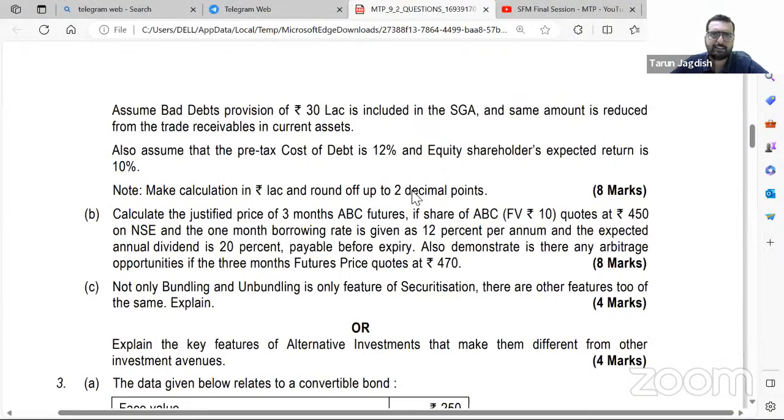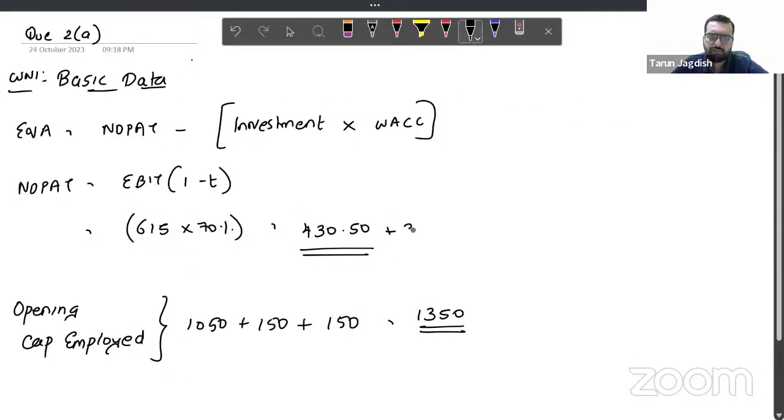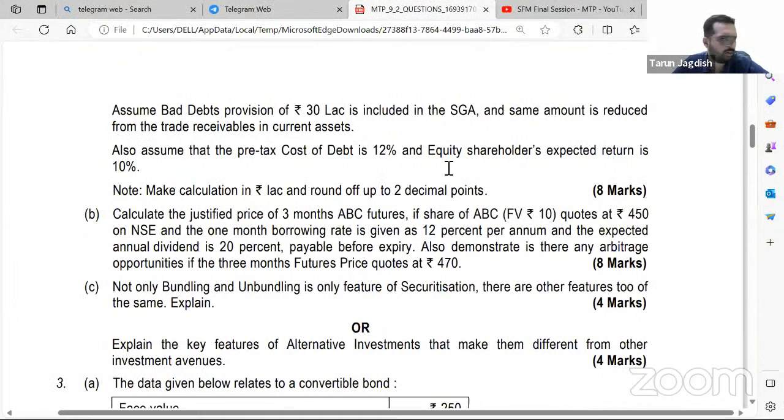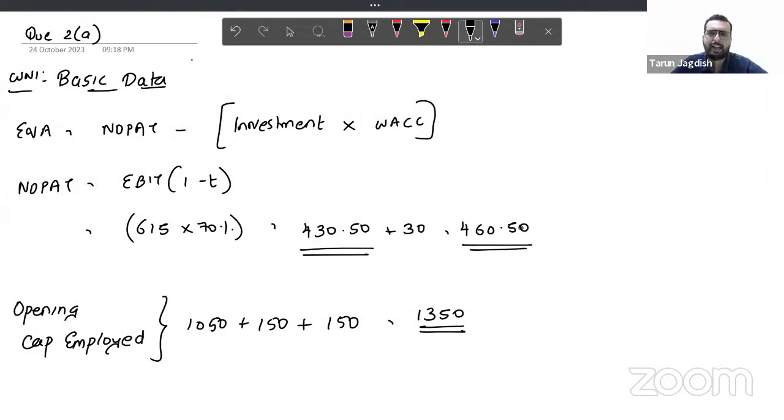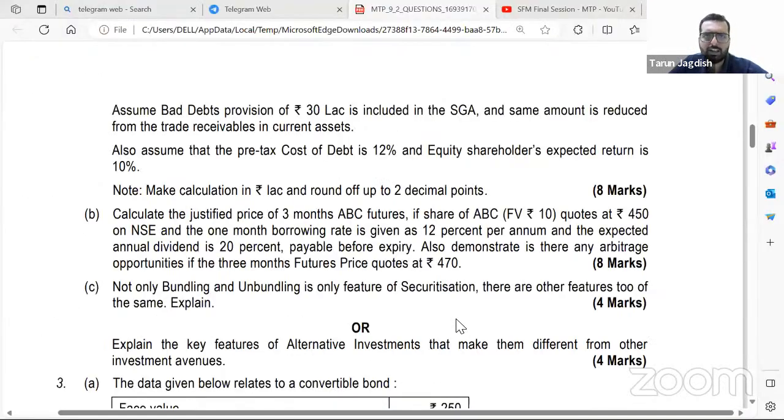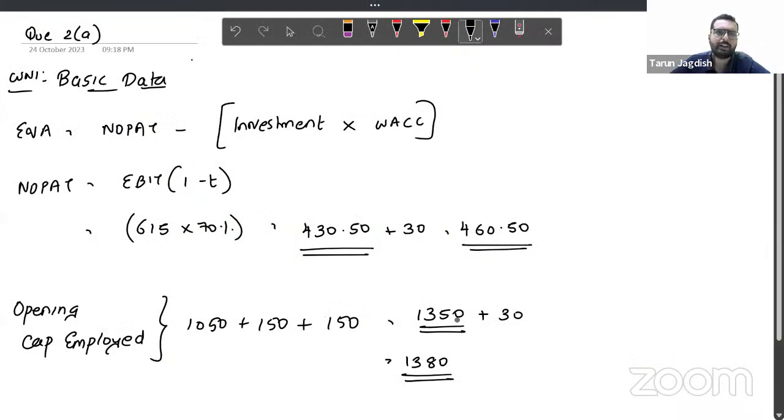If that is the case, this 30 lakhs being a provision, we will add back over here. All right. So once you add that back, what will be the answer that you will get? Do you get the answer as 460.50? Correct? And even to opening capital employed, it will get added to the assets. So your equity plus reserves will go up. Do you get the answer as 1380 over there?